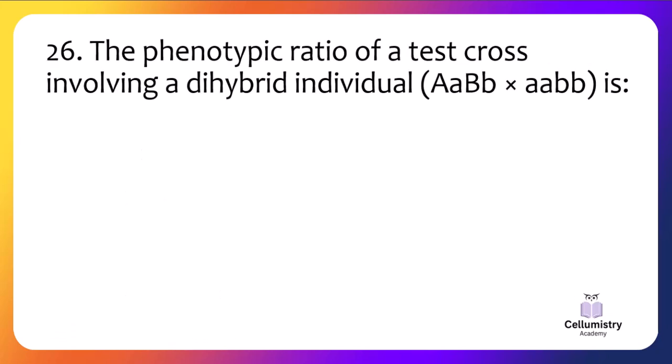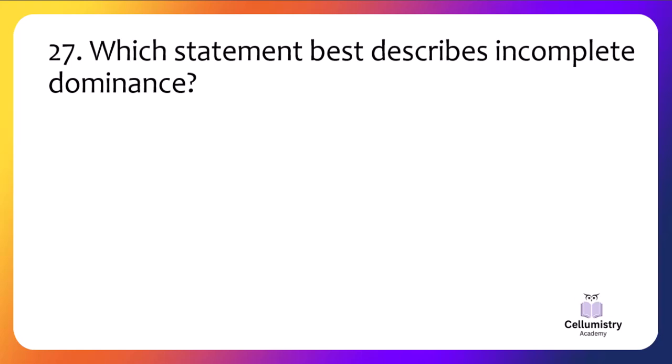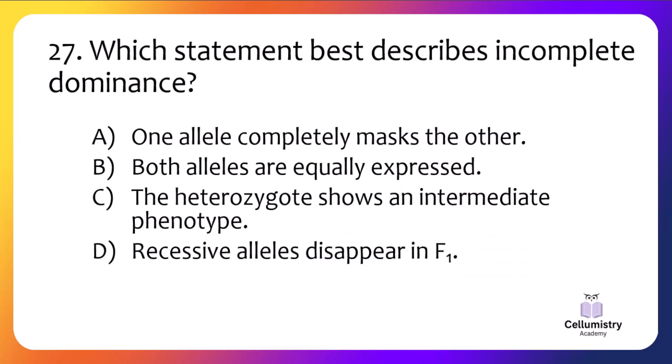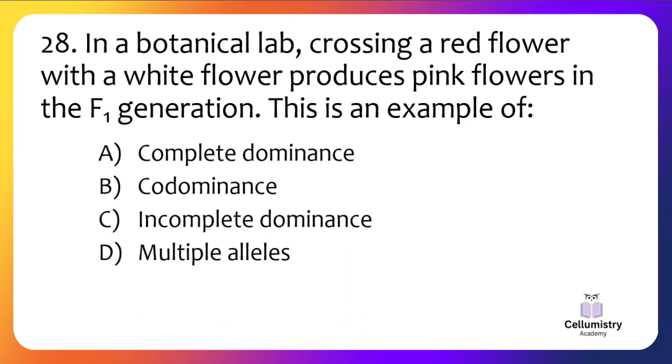The phenotypic ratio of a test cross involving a dihybrid individual capital A small a capital B small b into small a small a small b small b is... Answer is C, 1:1:1:1. Which statement best describes incomplete dominance? Answer is C. The heterozygote shows intermediate phenotype. In a botanical lab, crossing a red flower with a white flower produces pink flowers in the F1 generation. This is an example of... Answer is C. Incomplete dominance.